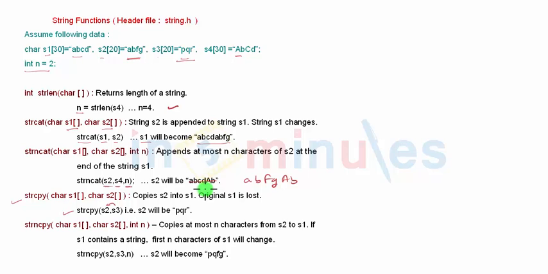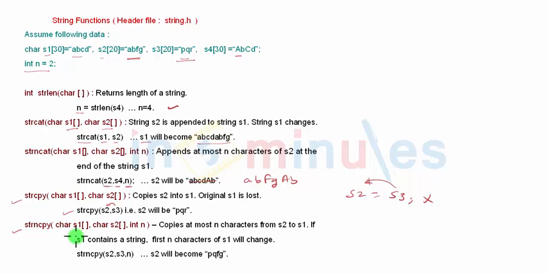Now whenever you want to copy one string to another string, we cannot write a statement like s2 equal to s3. This is invalid. We cannot assign one string to another string by simply writing an assignment statement. It is invalid. It will generate an error. To copy one string to another string, we have to use the string copy function, which will copy one string to the other string.